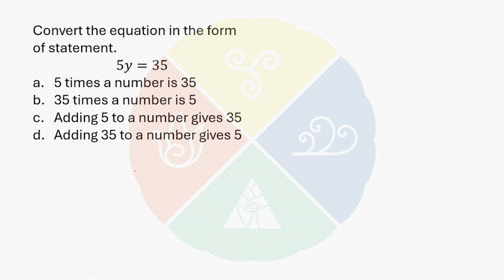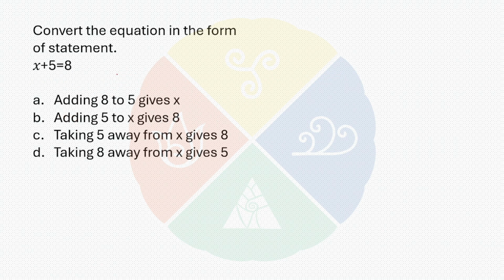Okay, I'm going to give you the answer. You can pause the video if you need time. 5 times a number is 35. Okay, a number, that's an unknown number, let it be y. So 5y is equal to 35. That seems correct. 35 times a number is 5? No, that is not the same. Nothing else matches. A is the direct answer.